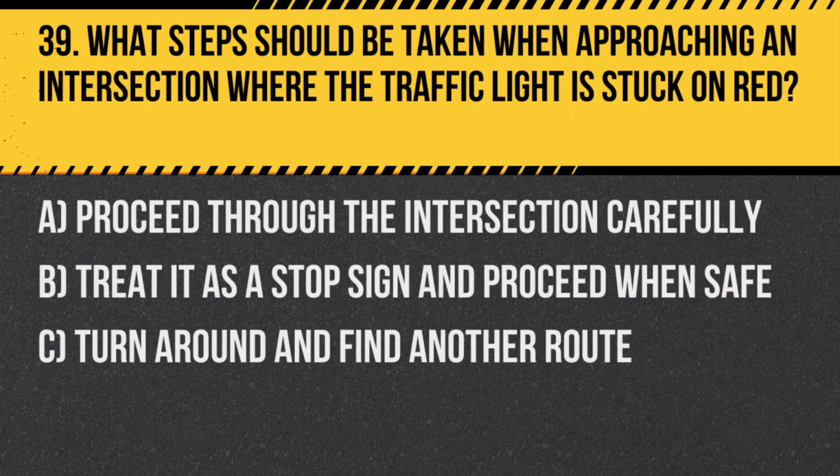Question 39. What steps should be taken when approaching an intersection where the traffic light is stuck on red? A. Proceed through the intersection carefully. B. Treat it as a stop sign and proceed when safe. C. Turn around and find another route. Answer. B. Treat it as a stop sign and proceed when safe. Stuck red lights should be treated like a stop sign after ensuring it is safe to proceed.